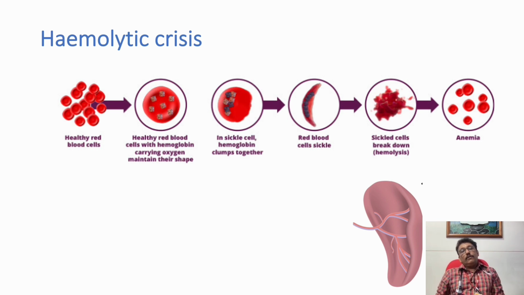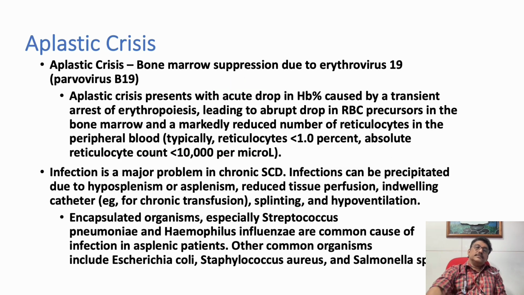When there is sickling formation, the number of hemolysis will increase because these are abnormal cells in the circulation and the spleen. So, that can produce hemolysis. If the patient develops this type of hemolysis inside the spleen, we can call it a sequestration crisis.